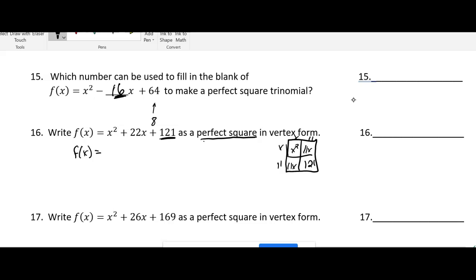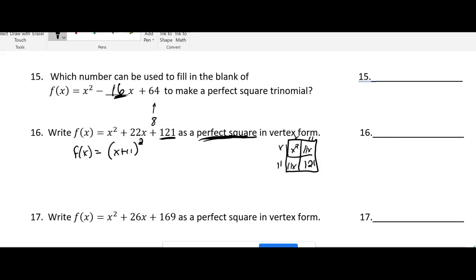So the way that we can now write this is as an x plus 11 times an x plus 11. But what I've been telling you, if I want you to write it as a perfect square, what that's just meaning is don't write it as a product of the two same things. Just write it as the quantity squared.